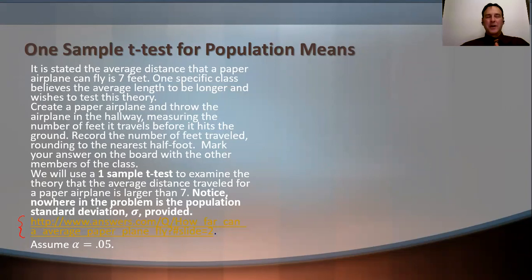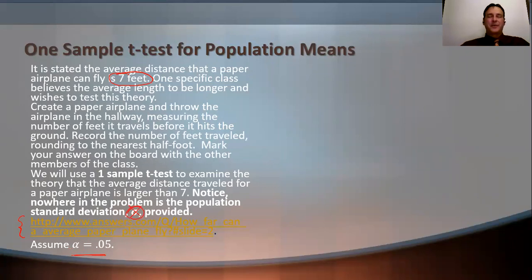What do we do? Well, we want to use a one sample t-test to examine the theory that the average distance traveled for a paper airplane is larger than 7 feet. Notice here that I give you a population average of 7, but there is no standard deviation. Again, it's really hard to find a population mean, and further, it would be hard to find a population standard deviation. So this is not known, and we'll have to use an alternative method for a standard deviation in just a moment. Your alpha cutoff is 0.05, and we'll address that in a little bit.